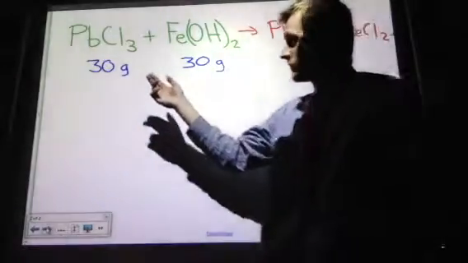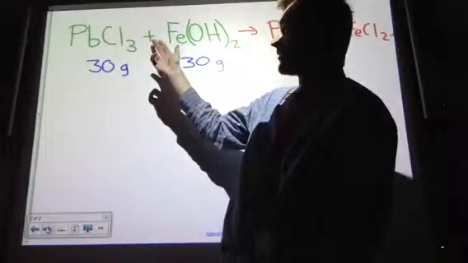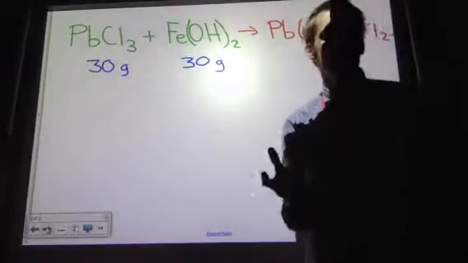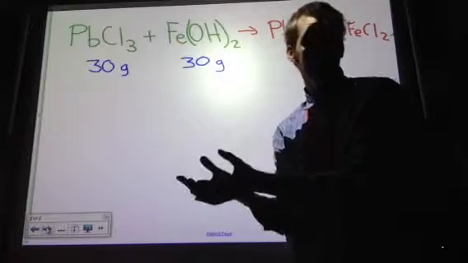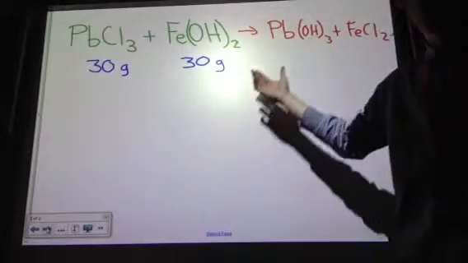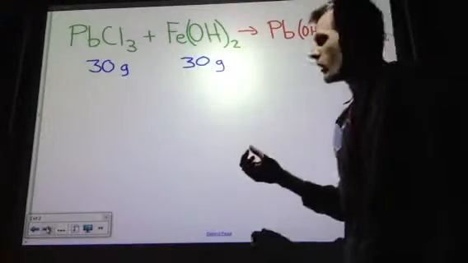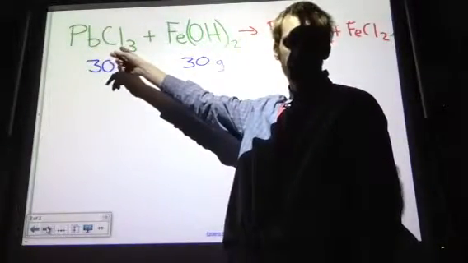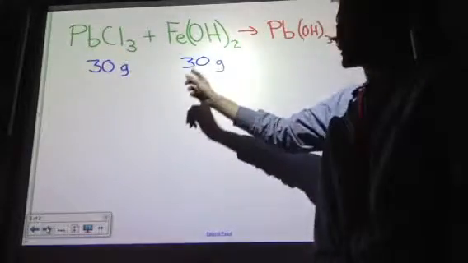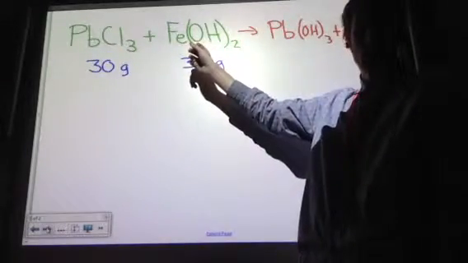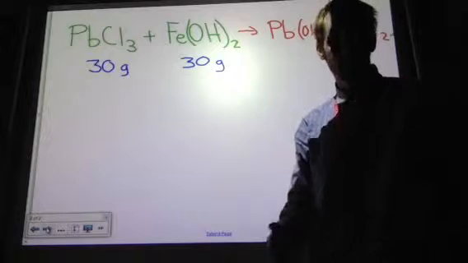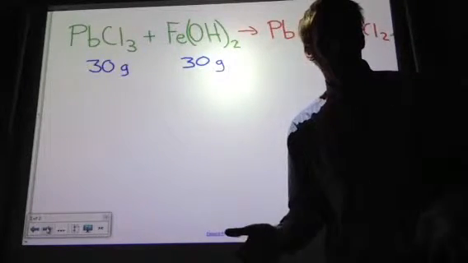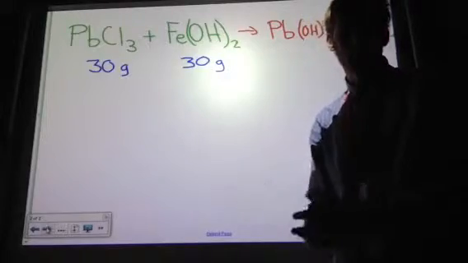So here we have our starting things in green. Those are your reactants because those are the things that you start with. Your products are made in red. So let's say that we started with 30 grams of this, lead 3 chloride, and 30 grams of this, iron 2 hydroxide. Okay? What will I get in return is the question. What am I going to end up with?